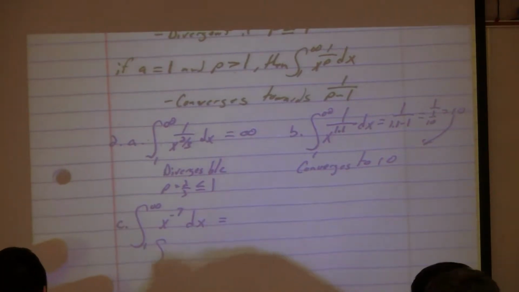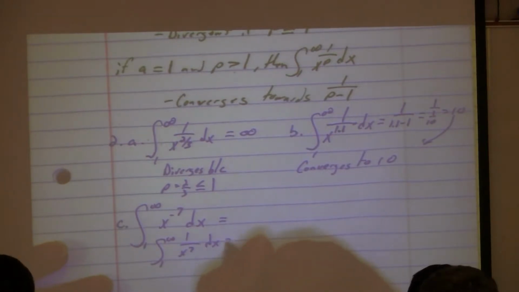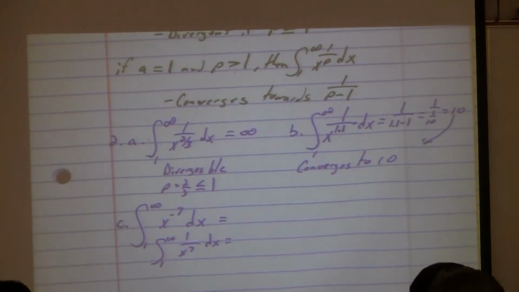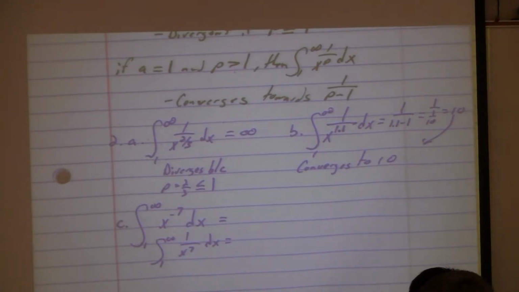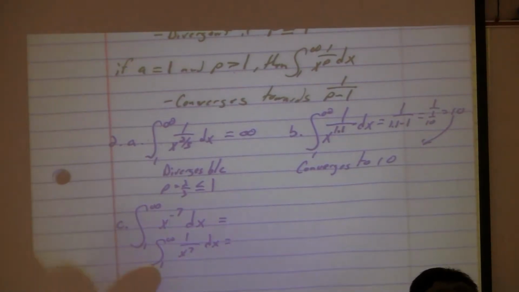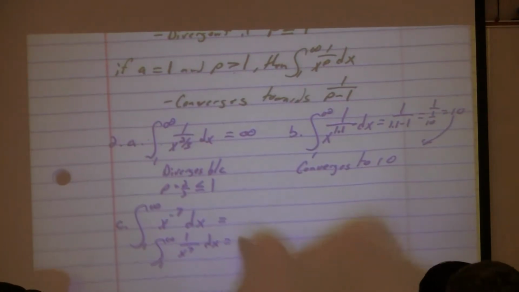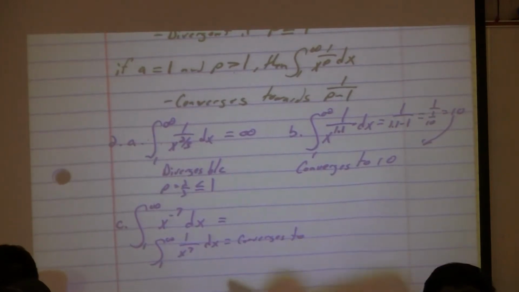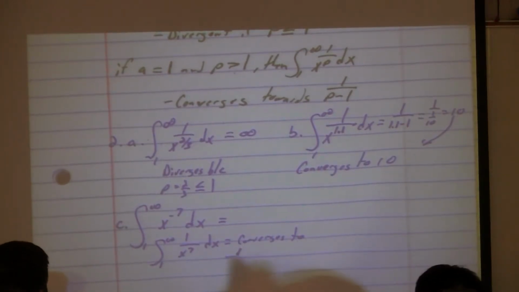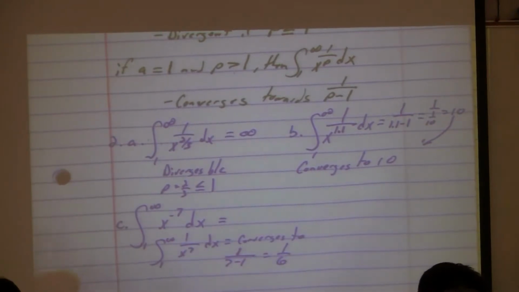Gotcha! So this is the same as 1 over x to the 7, right? It's a p series. And is p greater than 1? Yeah, so it converges. Are we starting at 1? Yeah. So can we figure out what it converges to really quickly? Yes. Alright, let's do it. It converges to 1 over 7 minus 1, which is 1 over 6.